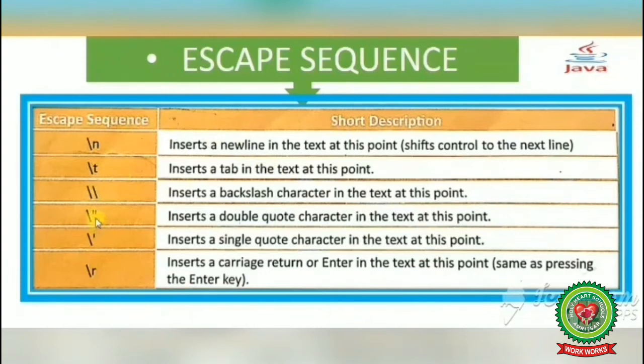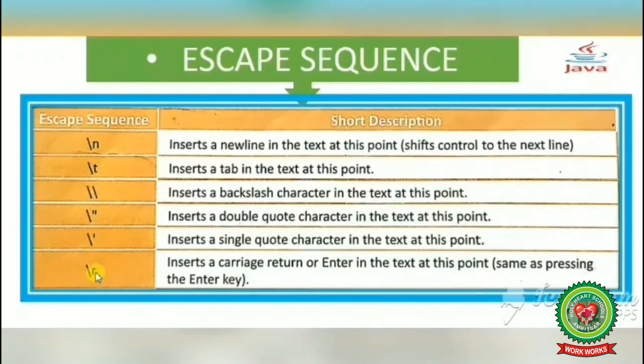Next is slash double quote that we have discussed in the example. When you want to print a double quote, insert a double quote character in the text at this point. So how will you write? Slash and double quotes, the same way you printed the double quote. If you want to print a single quote, you will insert a single quote character in the text at this point. It means you will write backward slash and single quote.